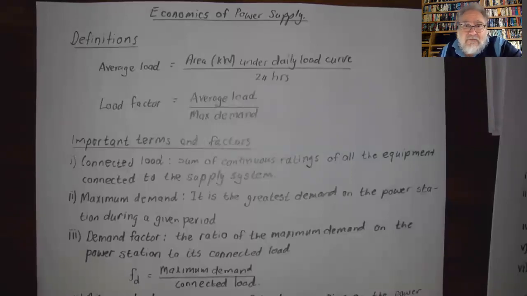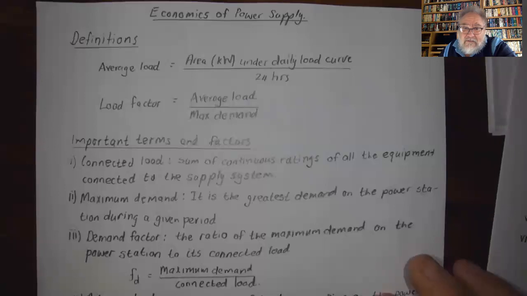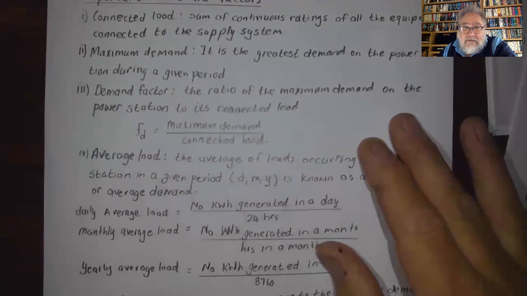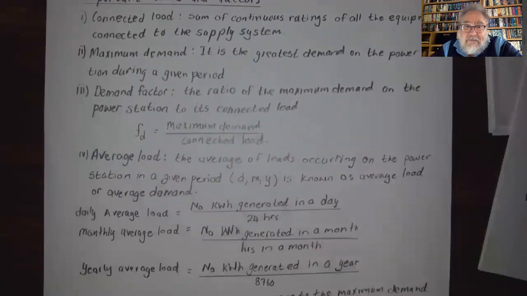Now, important terms and factors. The connected load is the sum of the continuous ratings of all the equipment connected to the supply system. Maximum demand is the greatest demand on the power station during a given period. Demand factor is the ratio of the maximum demand on the power station to its connected load. DF is your maximum demand divided by your connected load.